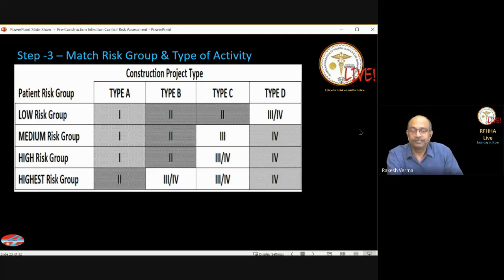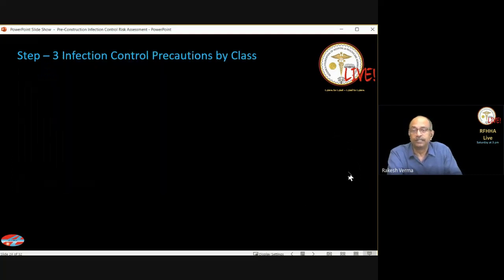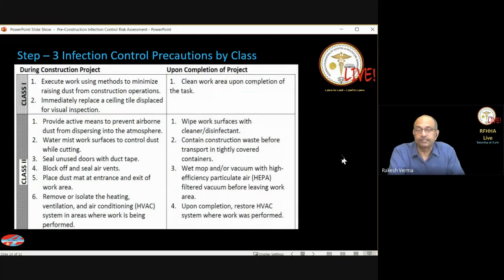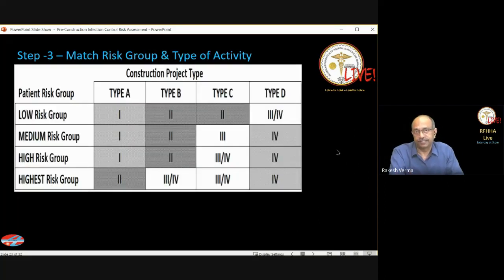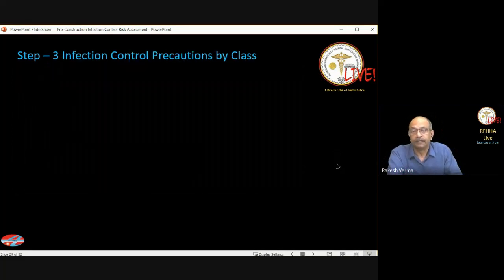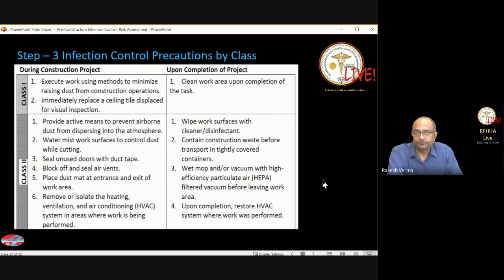If you look at this table, you will see the Roman numbers here, 1, 2, 3, and 4, and these Roman numbers give you what is called the class of infection control precautions. So we have 4 classes of infection control precautions, and they will be implemented depending on the patient risk group and the construction type. Now, this is the description of what activities will take place in infection control precautions by class: class 1, class 2, class 3, and class 4.